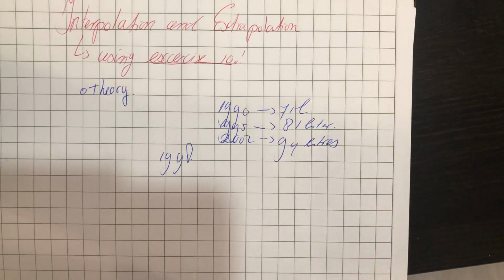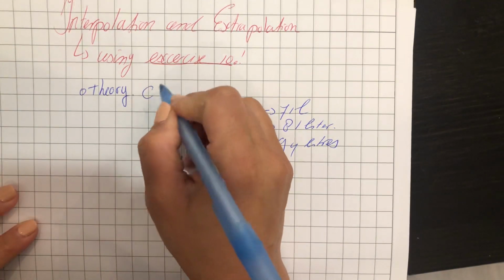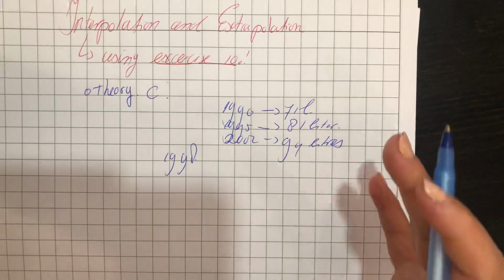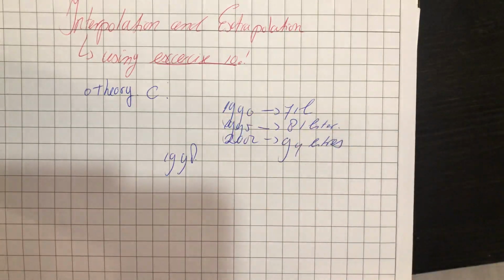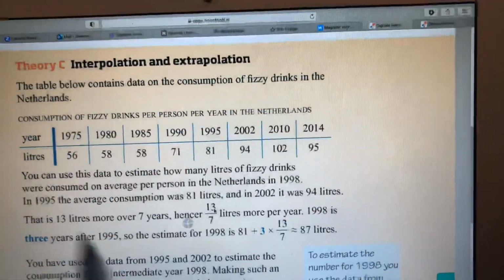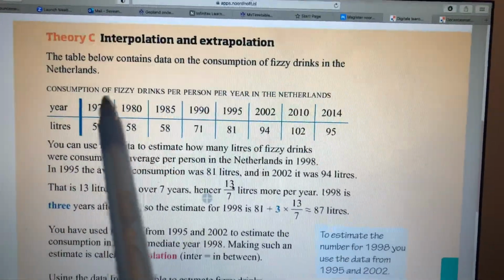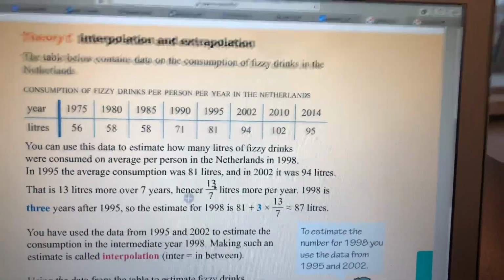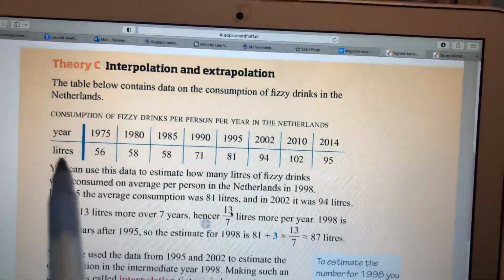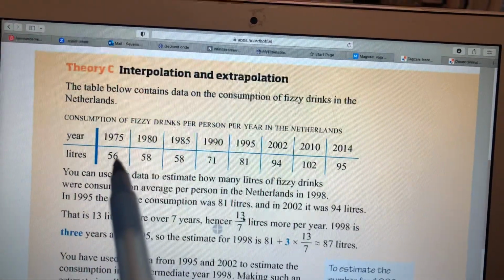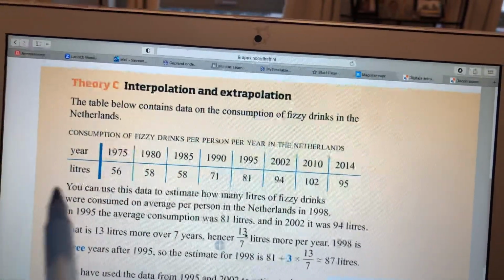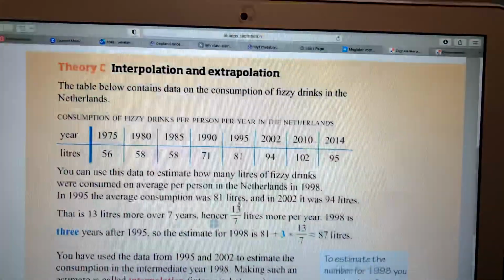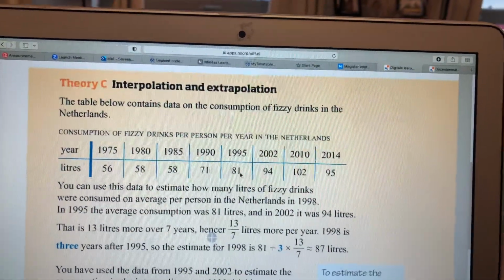All right, guys, let's look at theory C first. Just talk about the conception of interpolation and extrapolation. Well, interpolation means I have a table. I know in 1975, an average of 56 liters of drinks were consumed, people were drinking 56 liters per year. In 1980, 58, etc., etc.